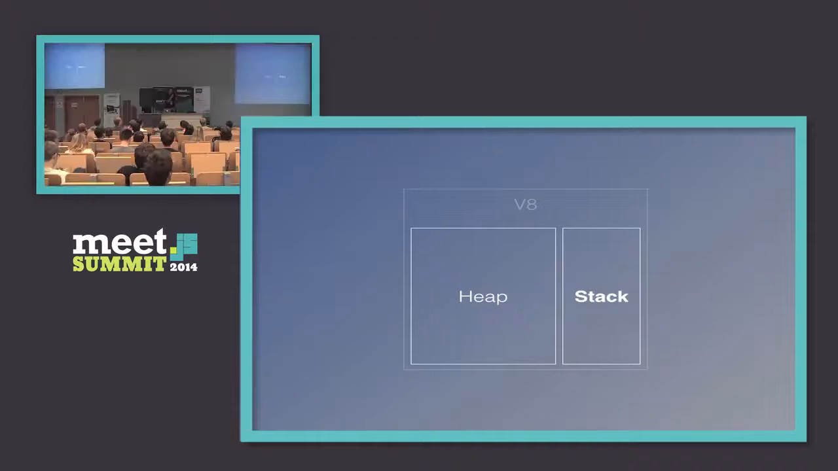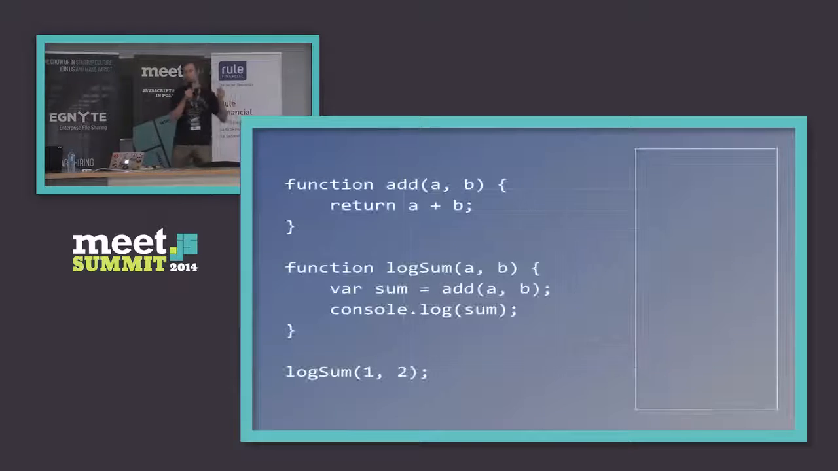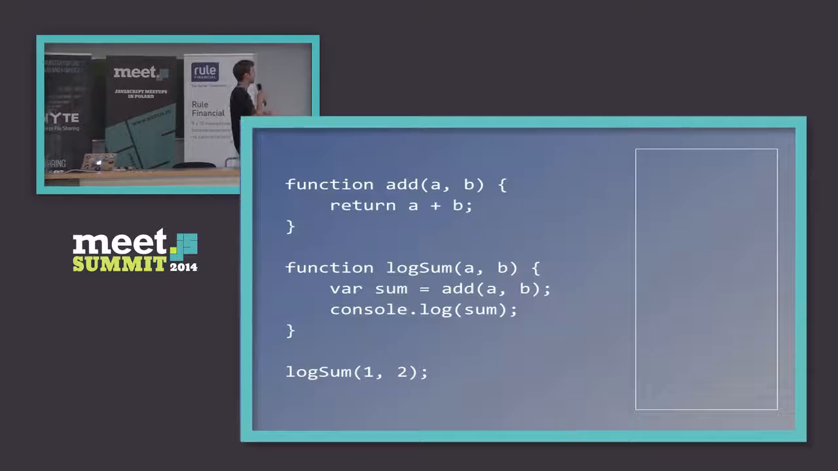Stack is a data structure that holds all the information about the currently run code that the JavaScript engine is currently running. It's a stack, so we can push on the top of it and pop from the top of it. So it's a LIFO, last in, first out data structure.